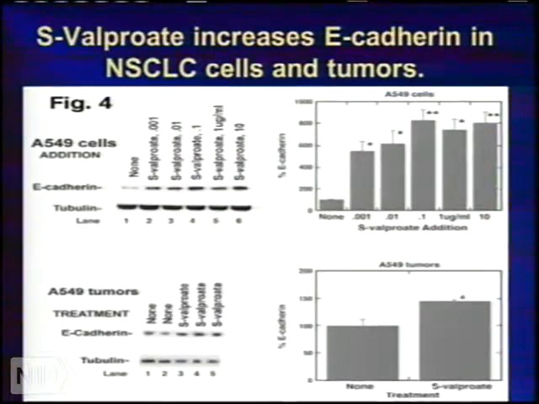And a surprising thing that we found is these COX-2 inhibitors, they induced expression of E-cadherin. You see the E-cadherin increases dramatically with very low doses. You know, this is a nanomolar dose that's causing a dramatic response in E-cadherin. And when we looked at the tumors of the animals, we saw the same thing. There was an increase in E-cadherin, not as big as what we saw in the cells, but it was a significant increase.